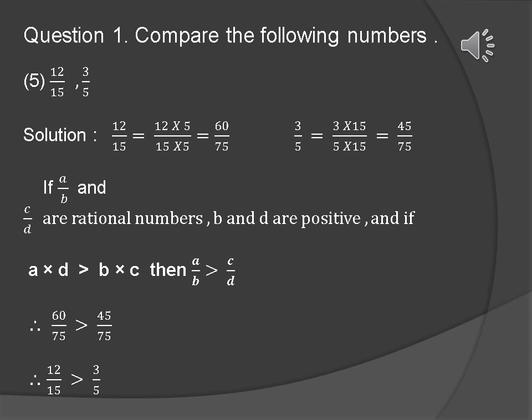We can use the rule: if A upon B and C upon D are rational numbers, B and D are positive, and if A multiplied by D is greater than B multiplied by C, then A upon B is greater than C upon D. Therefore, 60 by 75 is greater than 45 by 75. Hence, 12 by 15 is greater than 3 by 5.